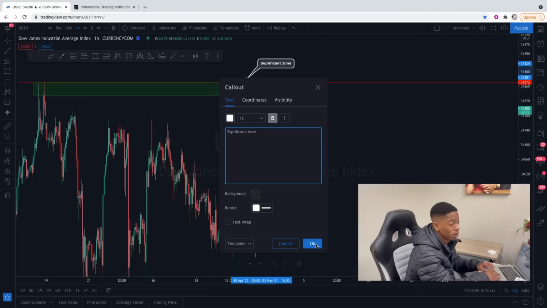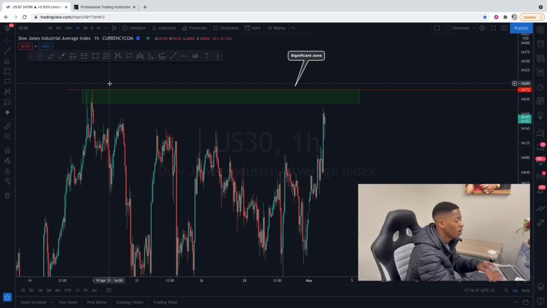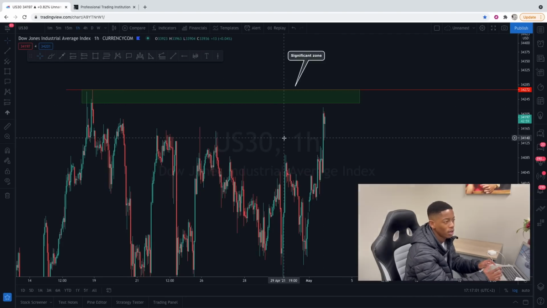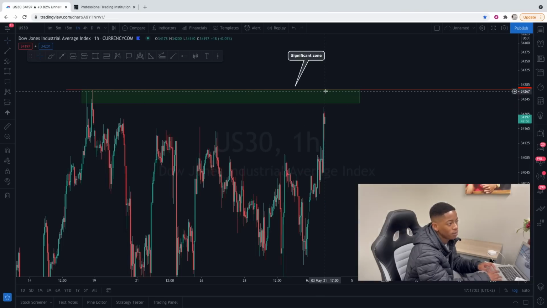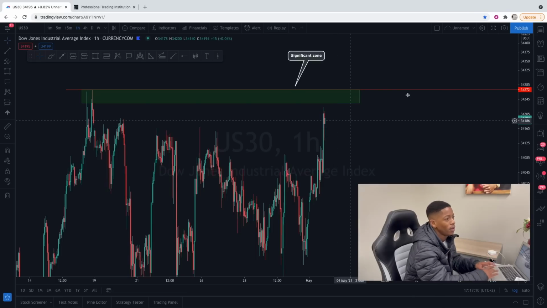Hope I spelled it well, not too sure, but this is our zone. Once price gets within our zone, then we'll eventually drop down to the 15 minutes and 5 minutes just to see what is actually going on. If it gives us more rejections, then I'll wait for a 1 hour candle impulse to the downside, and then more 15 minutes. That's when I'll capitalize going to the downside.